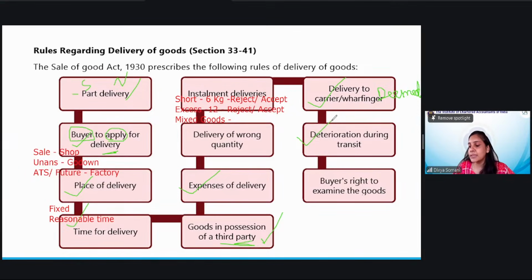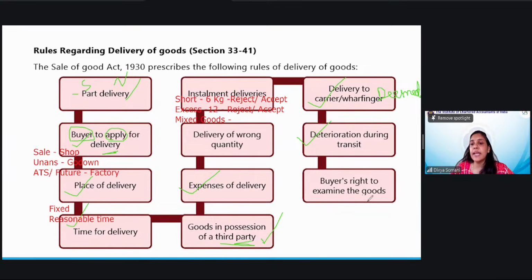So during transit, normally who bears the loss? If nothing is discussed, what does the law say about it? And if the parties have discussed about it, then the thing will go that way. Okay, so deterioration we will discuss. What is the exact rule? Normally, the buyer has to actually bear the loss.